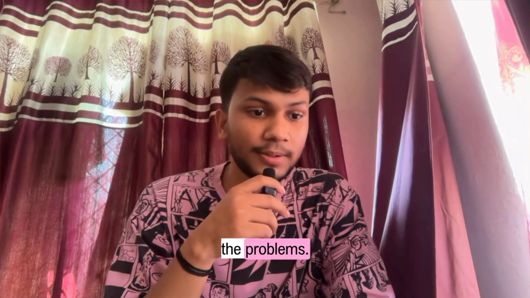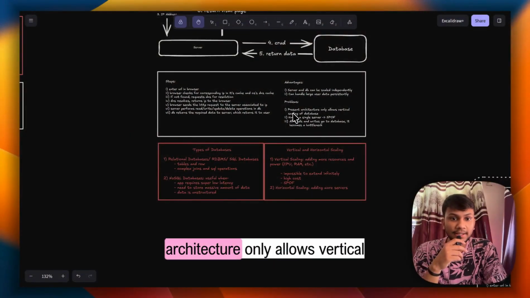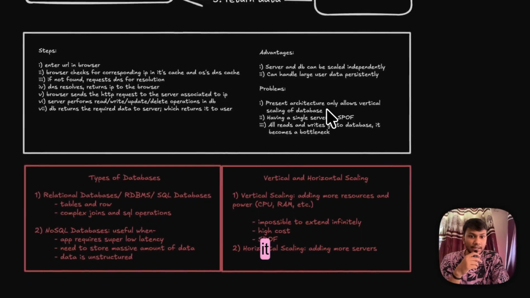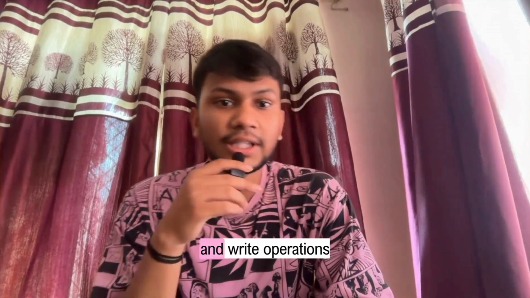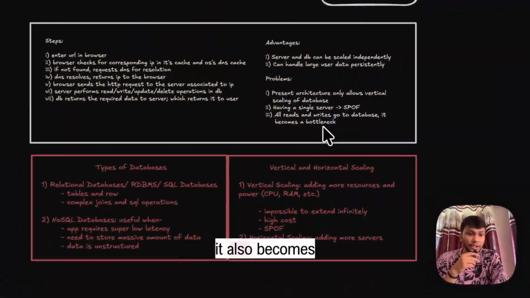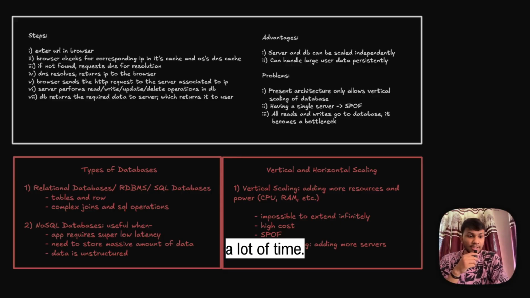Therefore, now let us visit the problems. The problems are that the present architecture only allows vertical scaling of the database and it is also a SPOF, that is a single point of failure, since there is only a single server. Also, since all read and write operations go to the database, it also becomes a bottleneck as each operation takes a lot of time.